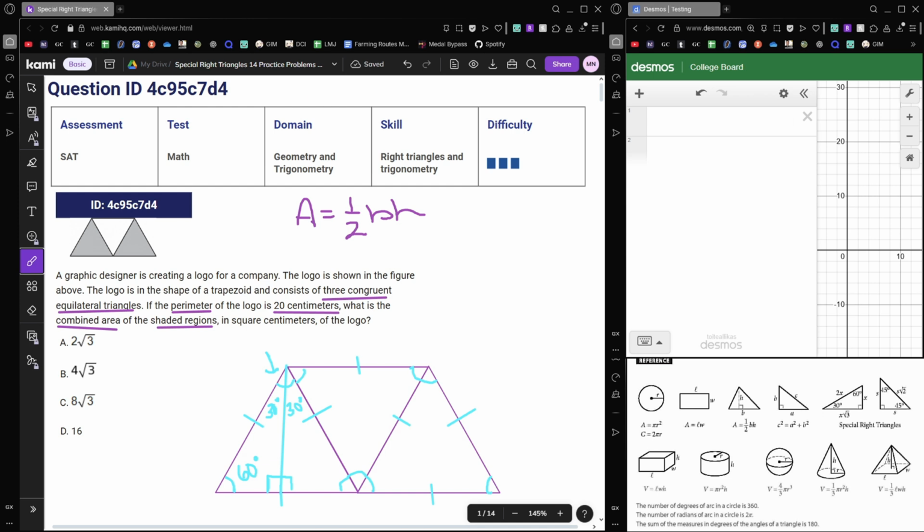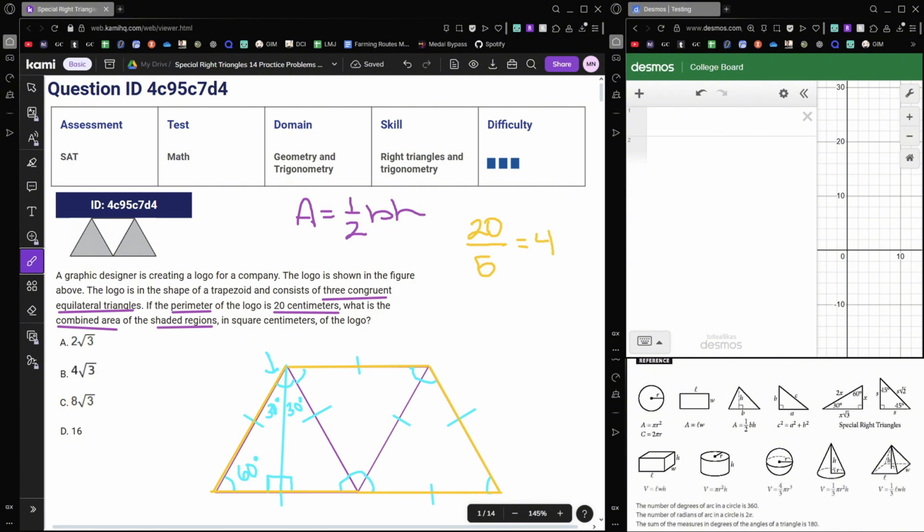Alright, now our next piece of information is that the perimeter of the logo is 20 centimeters. So that means if we take all of our sides and add them up, they'll equal 20 centimeters. So real quick, let's count how many sides we have. We have this side right here, that's 1. This side right here, that's 2, 3, 4, and 5. So that means that there's 5 total sides. So if we take our perimeter and divide it by the number of sides, we get that each side length is equal to 4 centimeters.